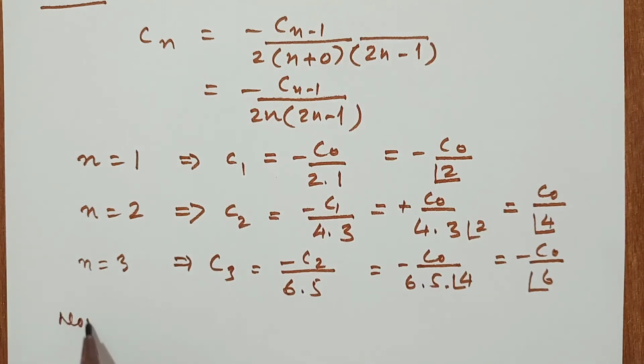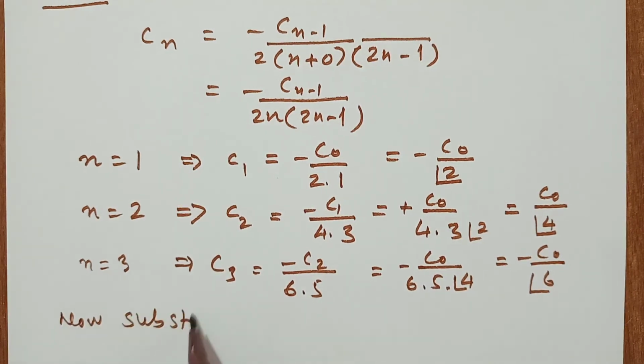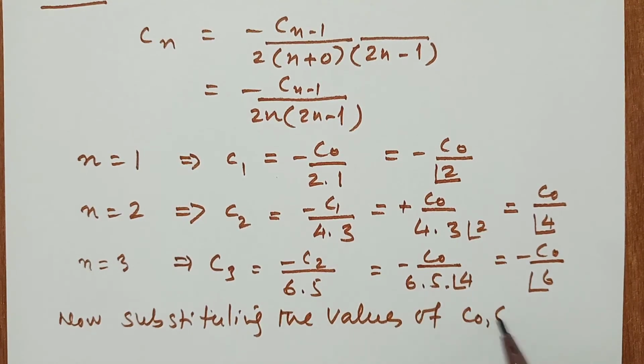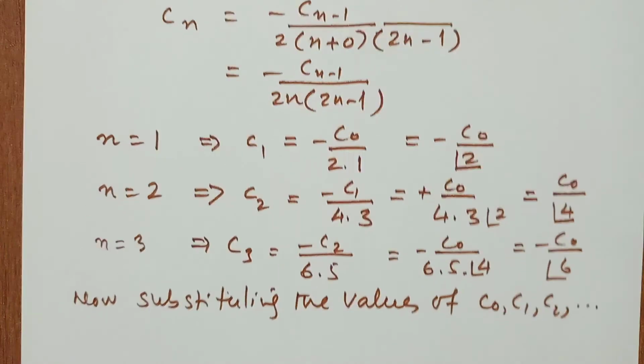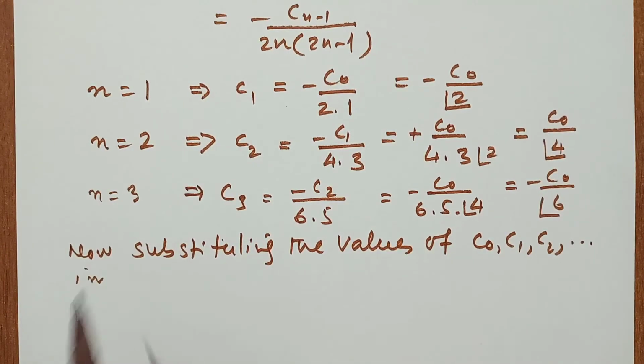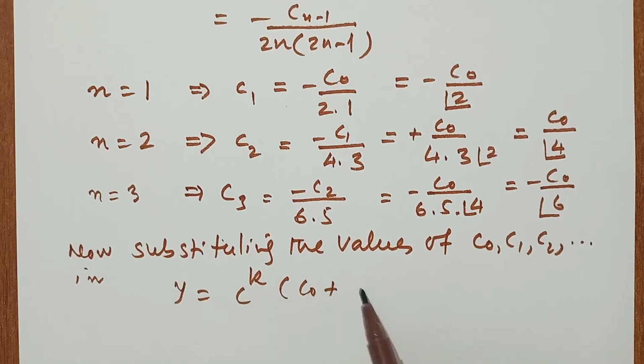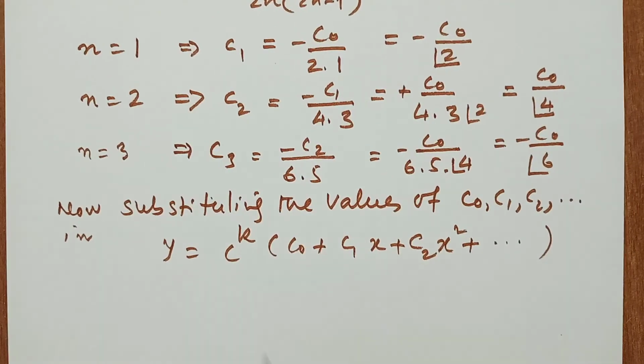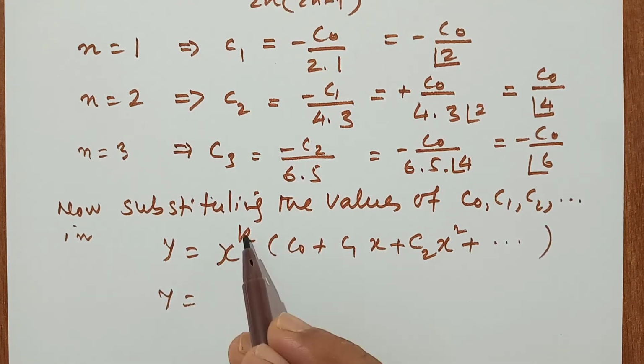Now substituting the values of C0, C1, C2 and so on in the given series y is equal to x to the power k (C0 plus C1 x plus C2 x square plus this thing). Okay, so what is k? So k is 0, so y is equal to x to the power 0, and x to the power 0 is equal to 1.